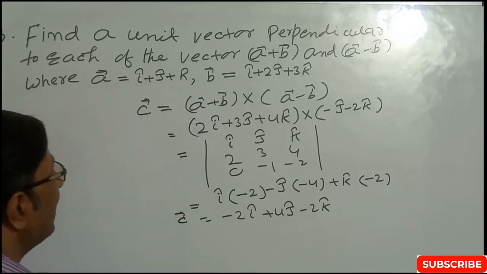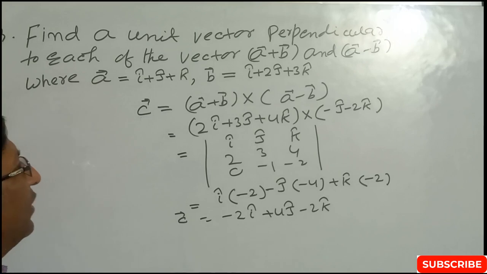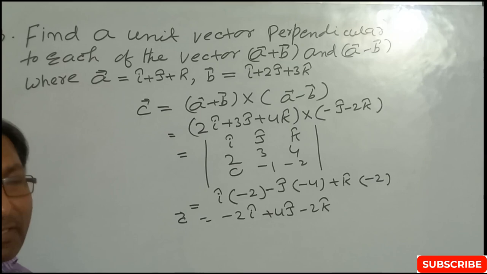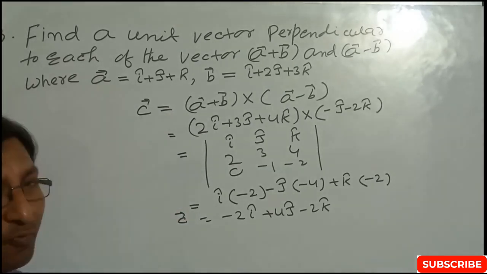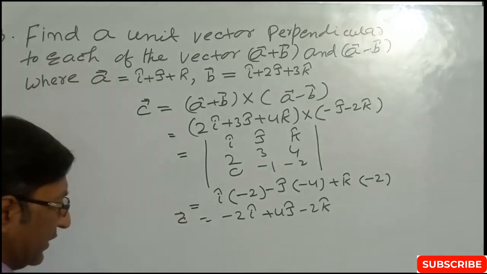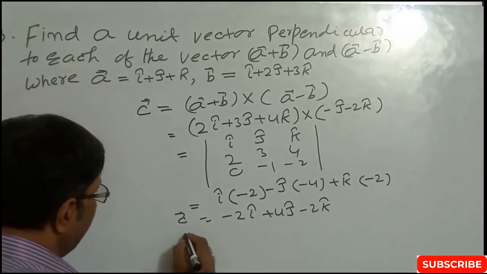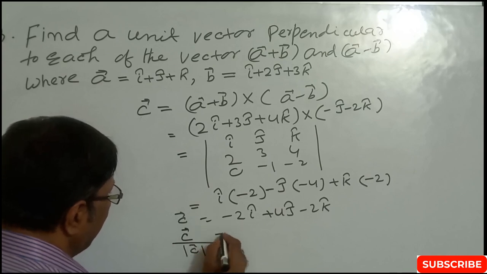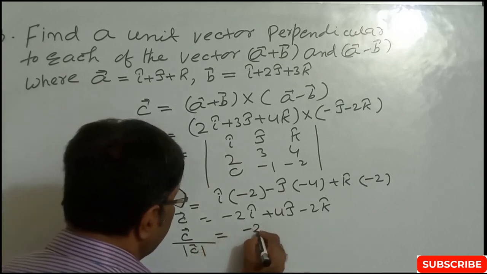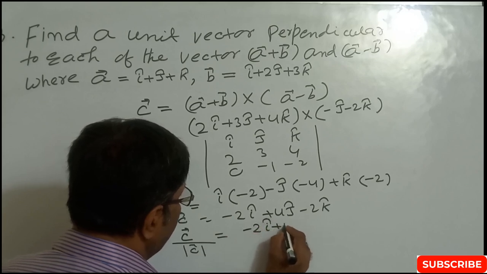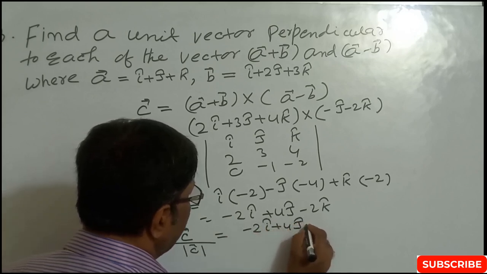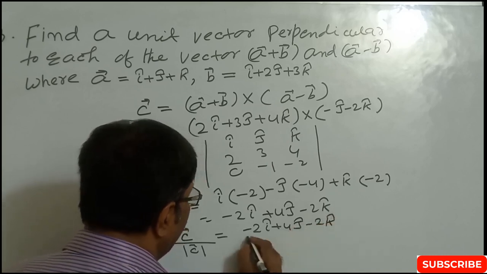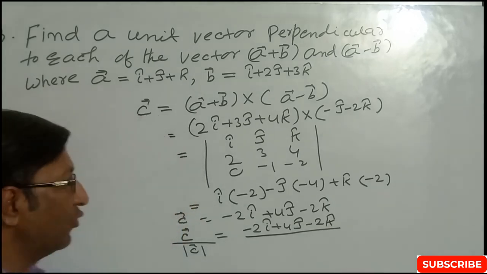That is c vector is what? Perpendicular to a vector plus b vector and a vector minus b vector both. Now we have to find unit vector. So आप जानते हो unit vector के लिए क्या करते हैं? Vector divided by magnitude of that vector. So this vector is given, minus 2 unit vector i plus 4 unit vector j minus 2 unit vector k and divided by magnitude of this vector.